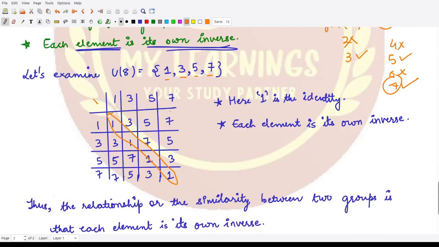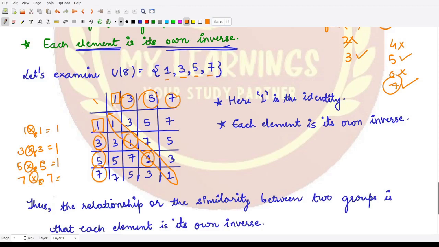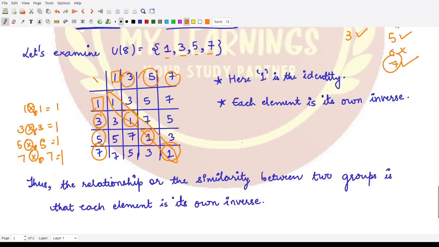How? You can clearly see from here that the inverse of 1 is 1. Why? Because 1 multiplication modulo 8 with 1 is 1, right? What about 3? 3 multiplied with 3 gives 1, so it is also its own inverse. What about 5? 5 multiplication modulo 8 with 5 gives 1. What about 7? 7 multiplication modulo 8 with 7 is again 1. So you see here also each element is its own inverse, and that is the similarity between these two groups.